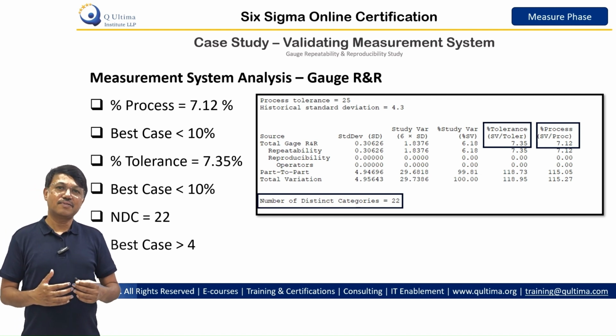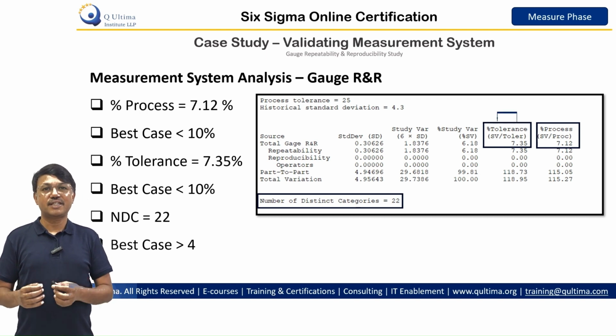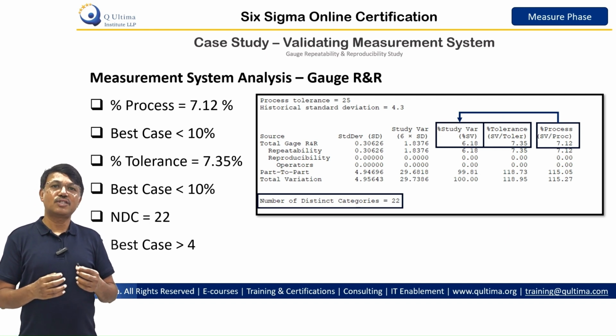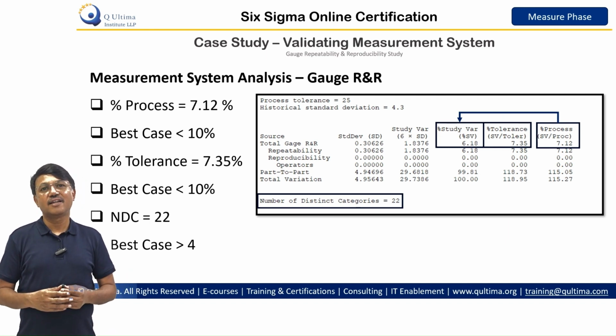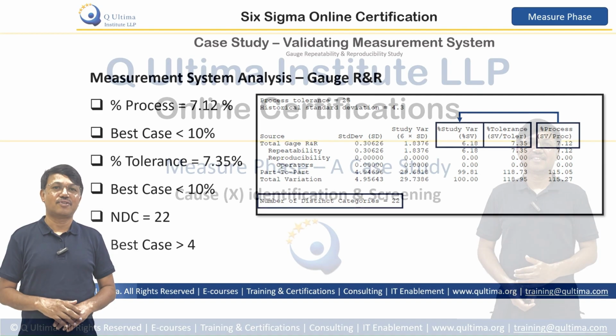Also, this table gives us unique information. If we compare percentage study variation with percentage process variation, and if they are almost the same, which in this case they are, that means our sampling was correct. Our sample was neither obsolete nor short, and therefore it is an excellent system, excellent sampling. Overall, a good measurement system based on a very good sample that we have taken for study.